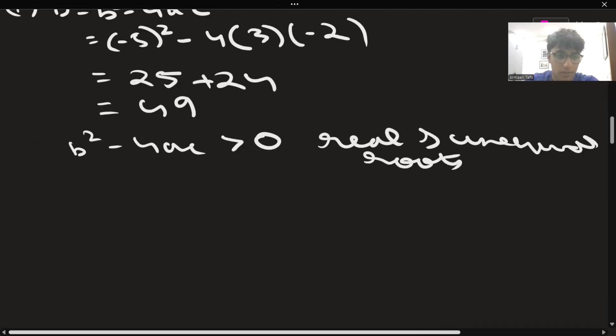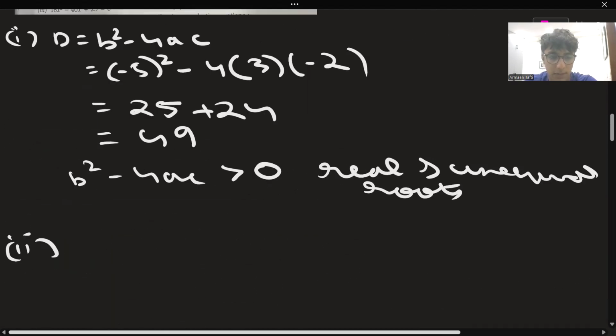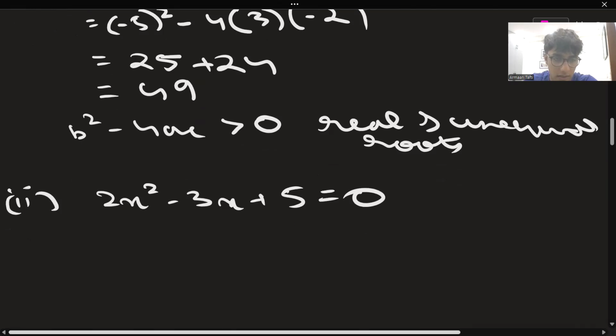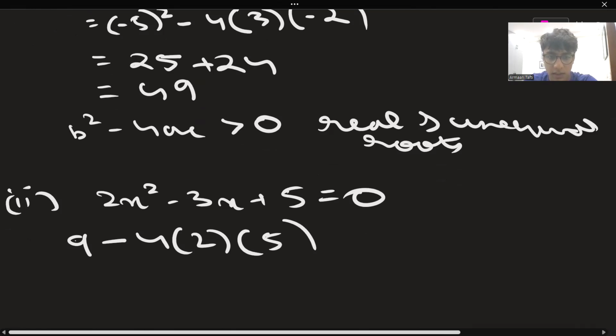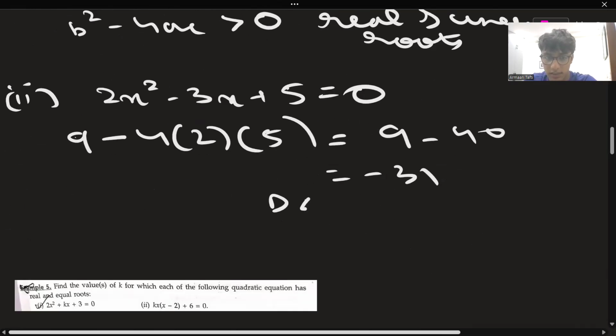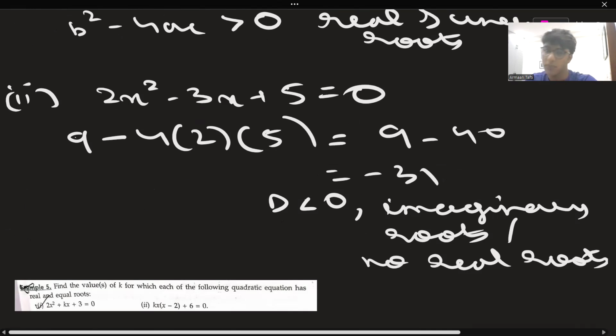Then for part 2, let's go really fast with this. 2x square minus 3x plus 5 equals 0. So your b square is 9, minus 4 times 2 times 5, which is 4ac. This is equal to 9 minus 40, which is minus 31. So if your D is less than 0, you have imaginary roots, or how it's normally written, no real roots.